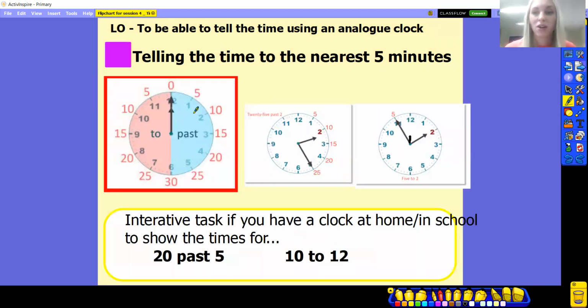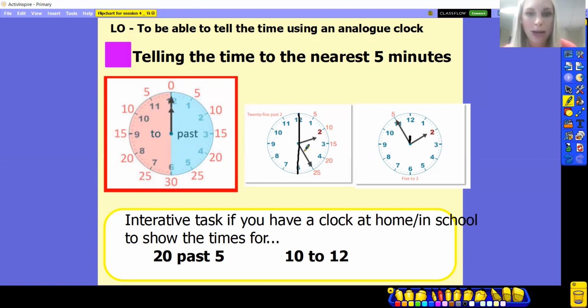So you can have this diagram to help you whilst you're doing your work today. And I'm going to have a little look at these 2 clock faces that I have on my screen. Now, if you want to, you can split your clock in 2, just like in my diagram. I'm going to do that today because it just reminds me the past and the to sides, so I know which way I need to count when I'm counting in 5. So I'm going to split my clock in 2.